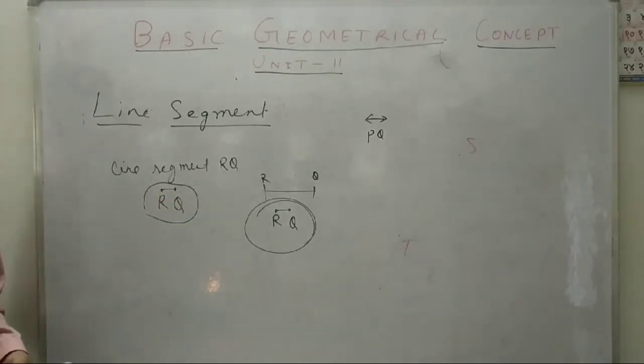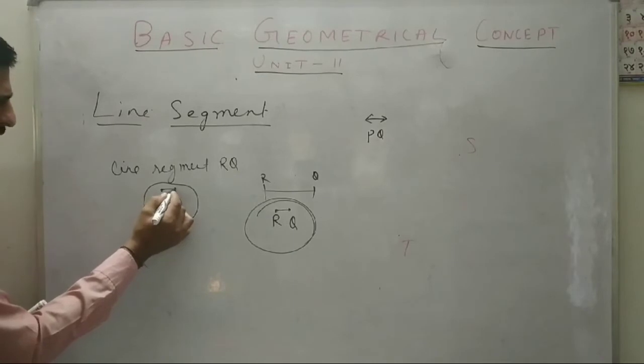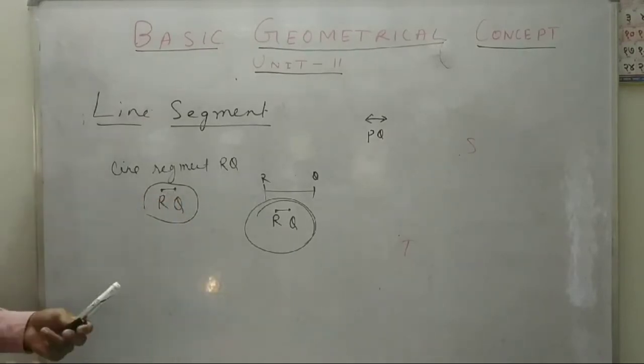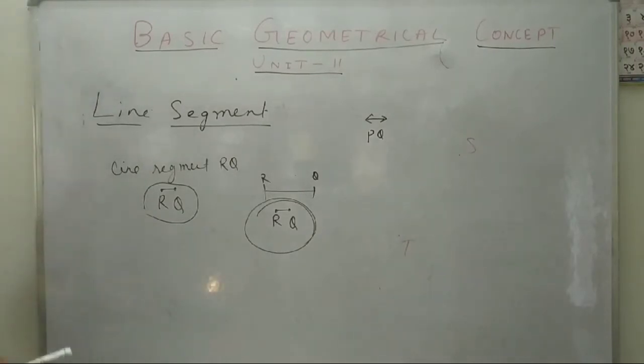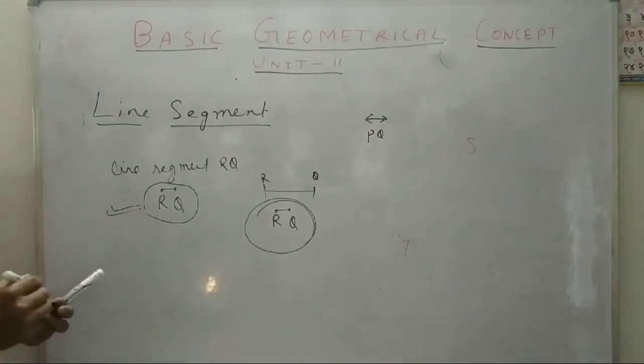So some properties of line segment: line segment has definite length. Line segment has two endpoints. As we know, this is one endpoint, this is one endpoint. Line segment has no thickness, as the line does not have any thickness, so how can a line segment have? And line segment is always represented by this RQ.